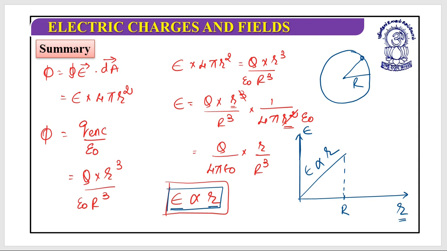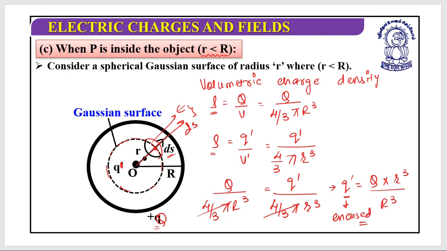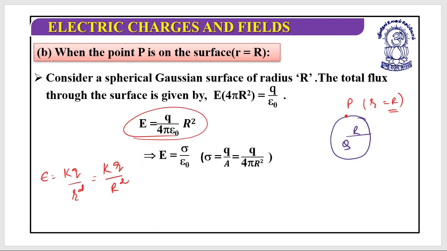Is it done? Okay. Next thing. Now, when I am moving outside the surface, what would be the relation? Look at this. E would be equal to kq by r squared. This is E directly proportional to 1 by r squared.